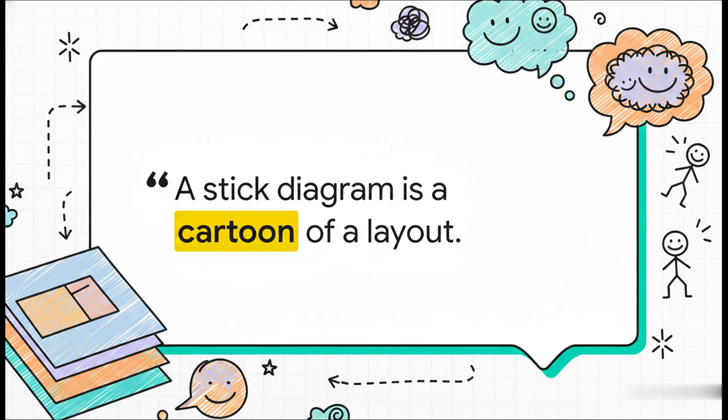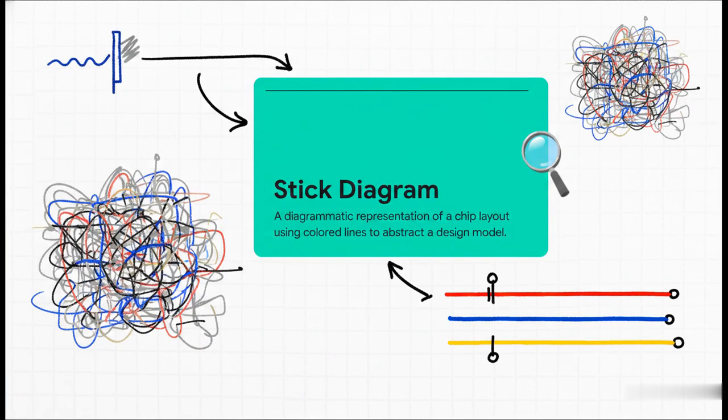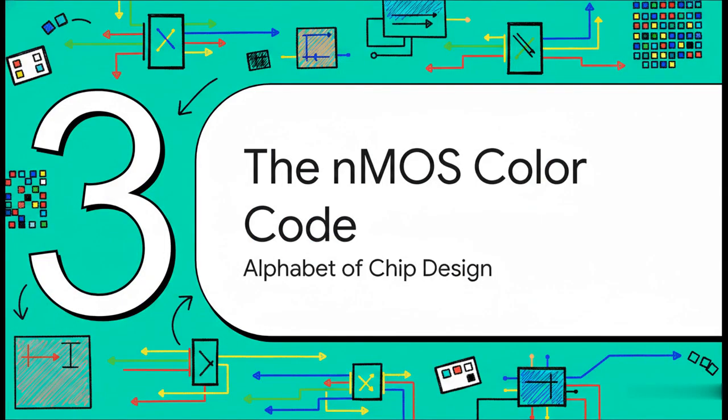I love that. It's such a brilliant way to take a wildly intimidating engineering concept and make it super accessible. Let's nail down exactly what that means. A stick diagram is a diagrammatic representation of a chip layout. It abstracts the model for design, essentially acting as the perfect bridge between your traditional, purely logical transistor schematic and that incredibly dense final physical layout. Basically, a designer is drawing a freehand sketch using specific colored lines to represent all those physical 3D layers we were just talking about, which perfectly cues up our third section, the NMOS color code.